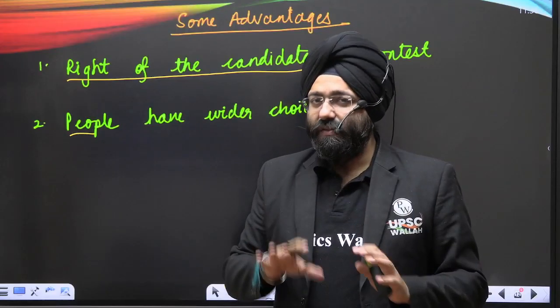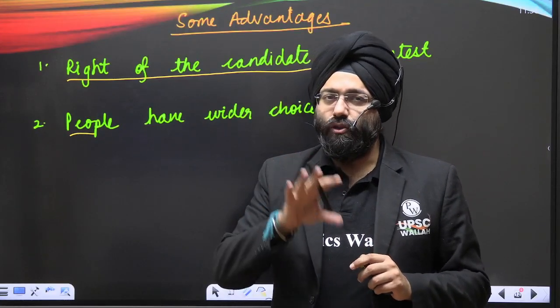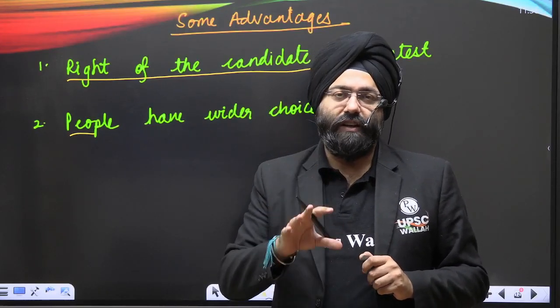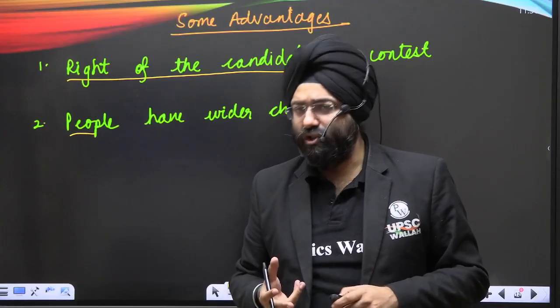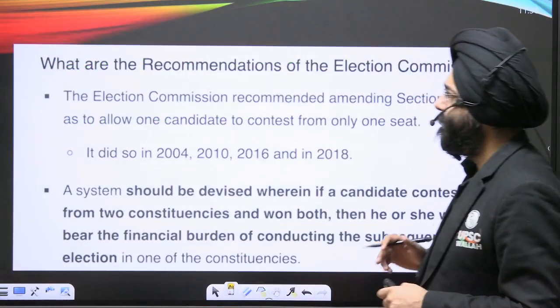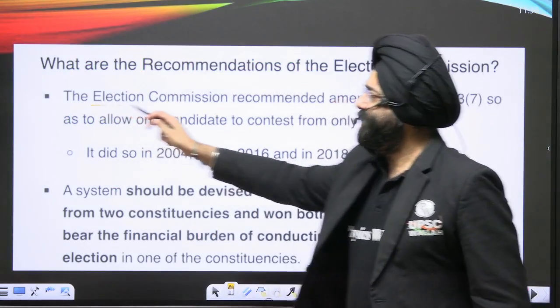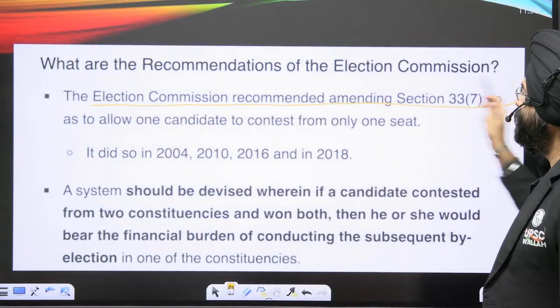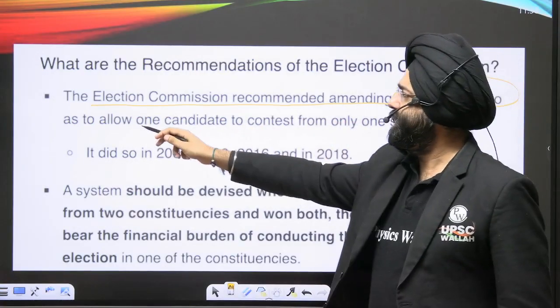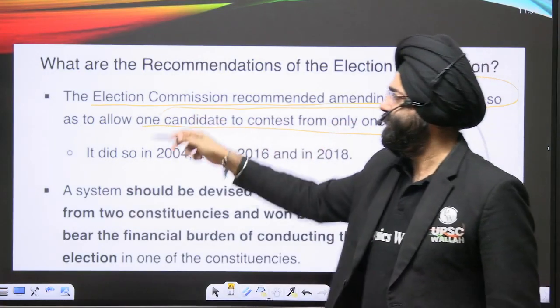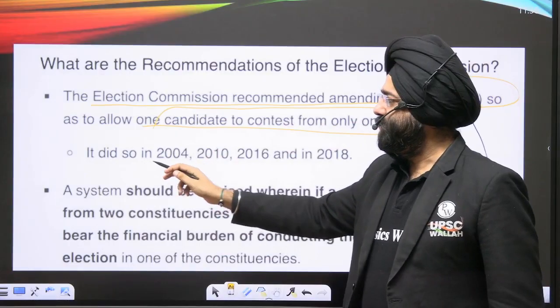But again, we realize that the problems this situation created, one candidate contesting multiple constituencies, is very problematic in nature. That is why, please realize, the recommendation of the Election Commission becomes important. The Election Commission recommended amending Section 33(7) so that it allows one candidate to contest only from one seat. It did so in 2004, 10, 16.